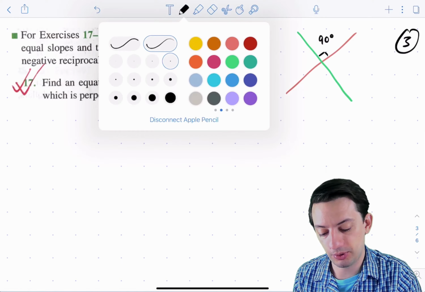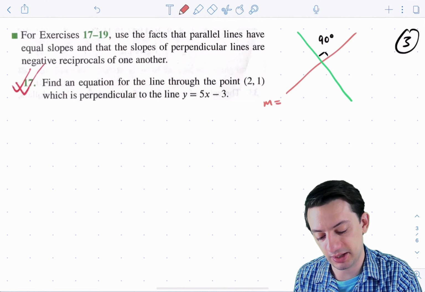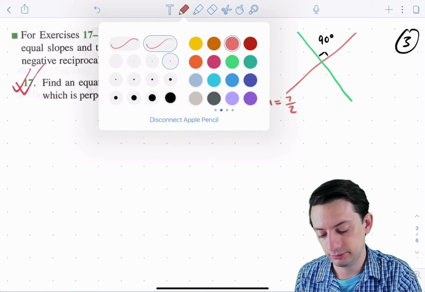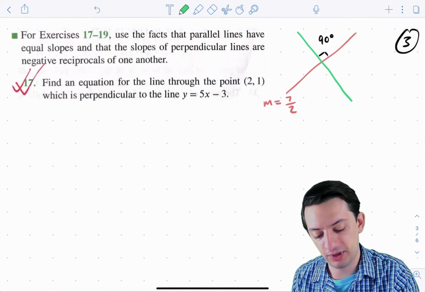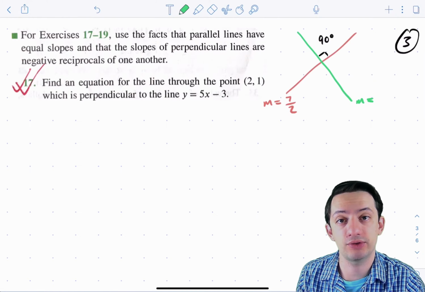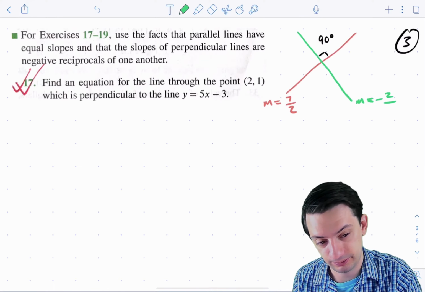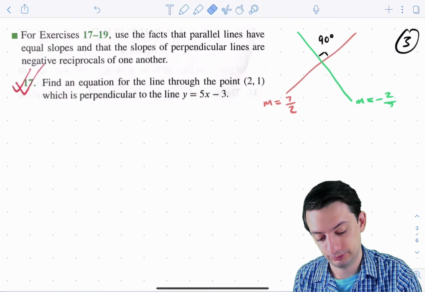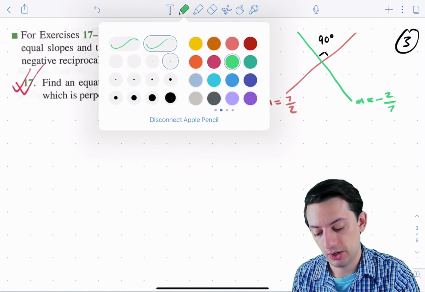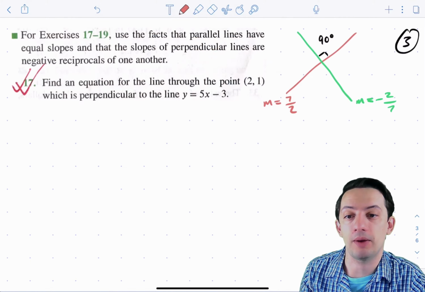So if the slope of this line is, let's just make something up, let's say that it's 7/2. That's 3.5. Then the slope of this, well, you flip the fraction, so 7/2 goes to 2/7, and you add a negative sign, so negative 2/7. Okay, so that's the information that they're giving you, and now let's try to solve the problem.